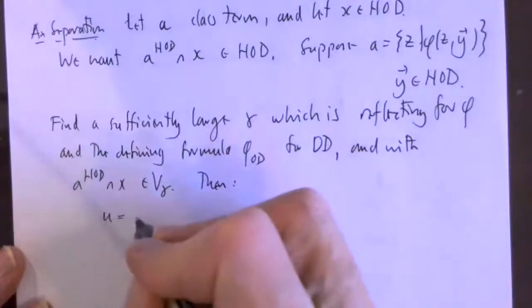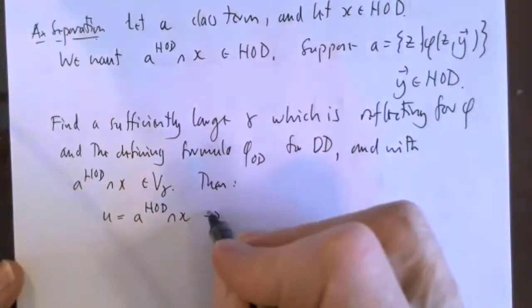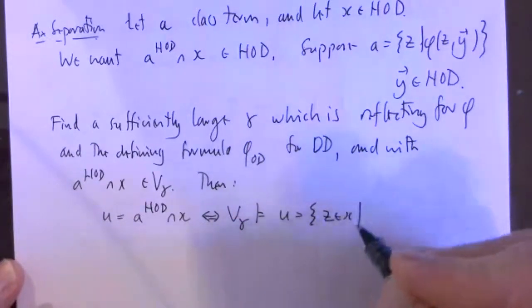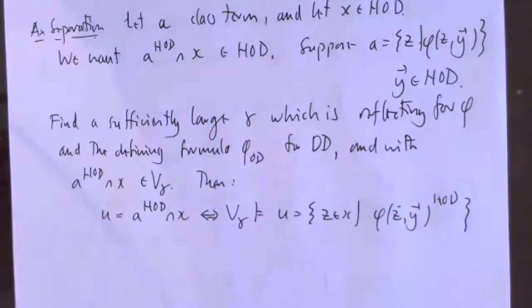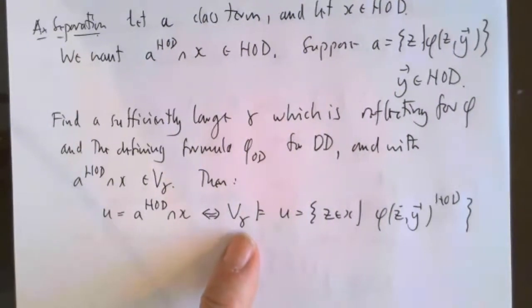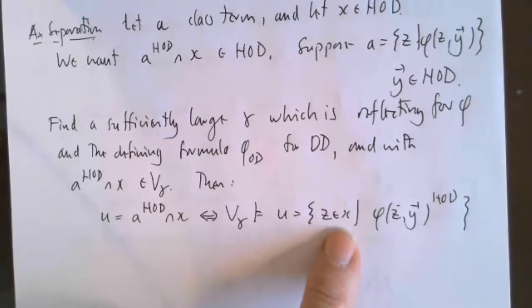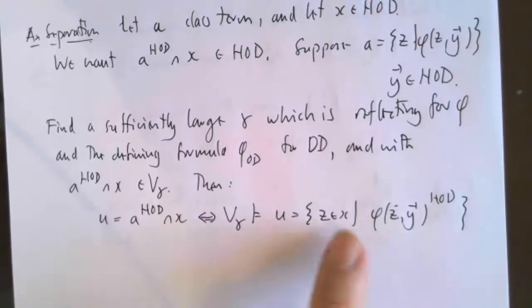So then we're going to have U is A relativized to HOD intersect X if and only if V gamma thinks that U is the collection of things in X such that phi Z Y vector holds in HOD. This is because anything that V gamma thinks is in HOD is in HOD. X is an element of HOD, so it's a subset of HOD. V gamma is just a suitable place to pick out those elements Z in X for which phi holds relativized to HOD.